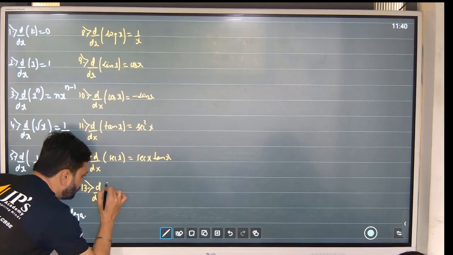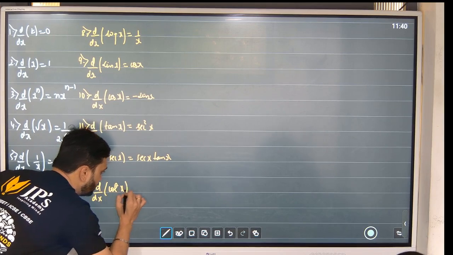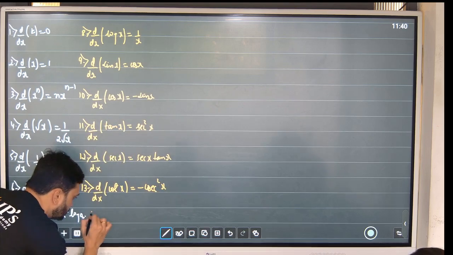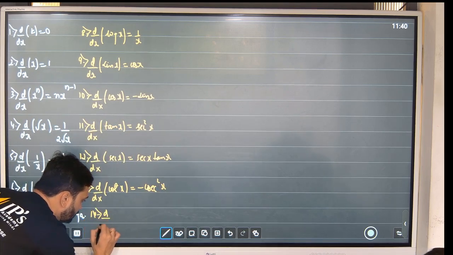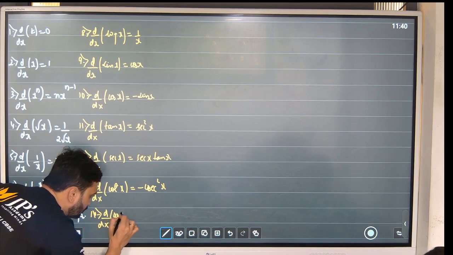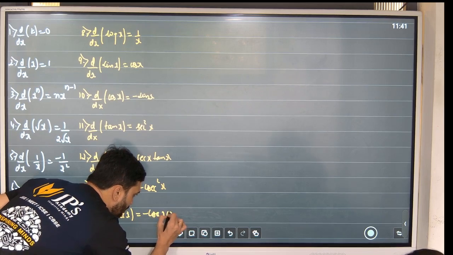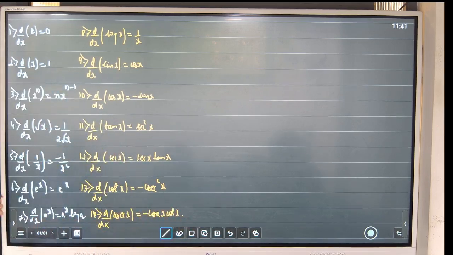dy/dx of cot x is equal to minus cosec square x. dy/dx of cosec x is equal to minus cosec x cot x.